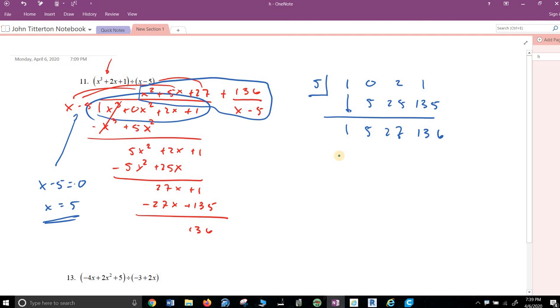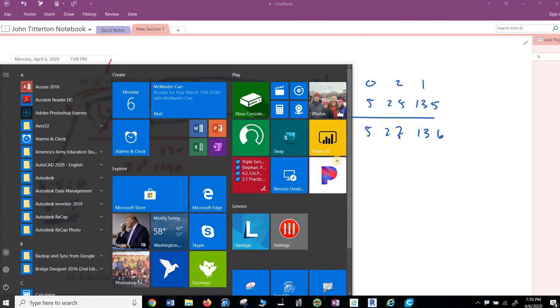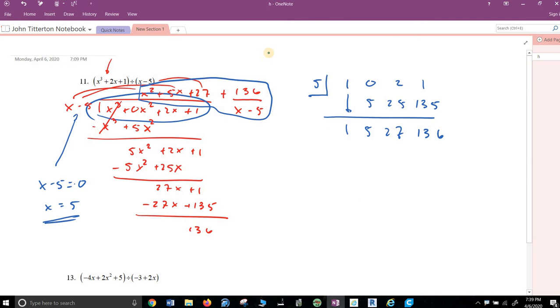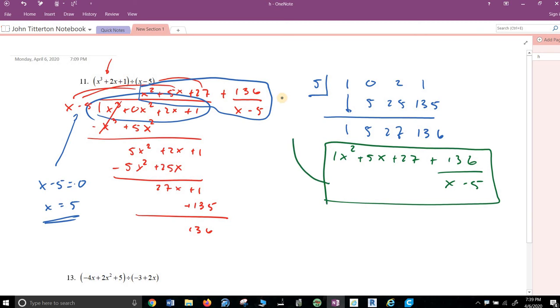So, what just happened? Well, you divided an x to the third by an x, you're going to get 1x squared plus 5x plus 27 plus a remainder of 136, and you put it over your divisor. And you might notice that's the same thing. So that's called synthetic division. Really easy to use. Solve it, drag the first one down, multiply, put it here, drag them down, multiply, put it here, drag them down, so on and so on.